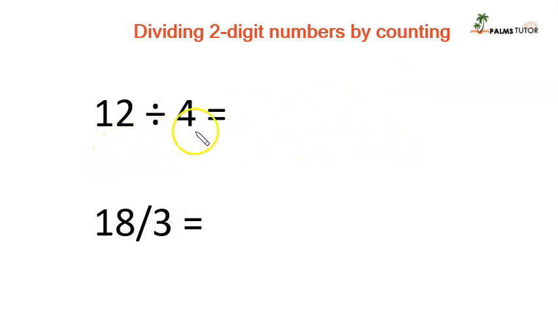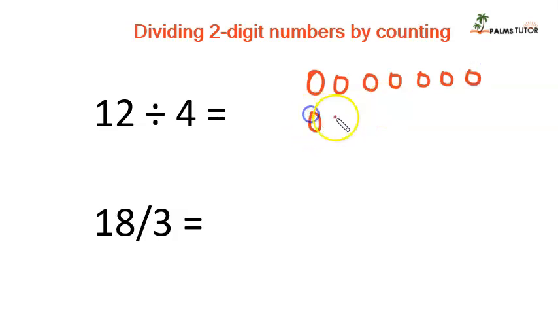So 12 divided by 4. What's my dividend here, by the way? 12, right? The number that I'm dividing. So I'm going to count 12. 1, 2, 3, 4, 5, 6, 7, 8, 9, 10, 11, 12. Good. So I'm dividing it into what? 4. So I'm having groups of 4.